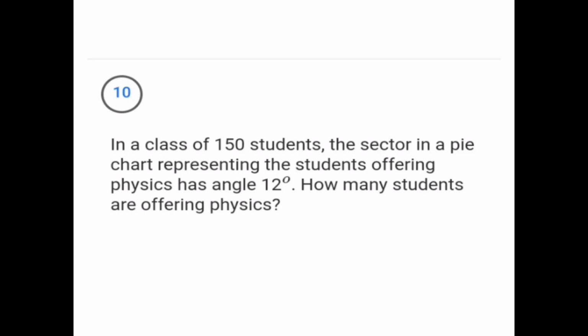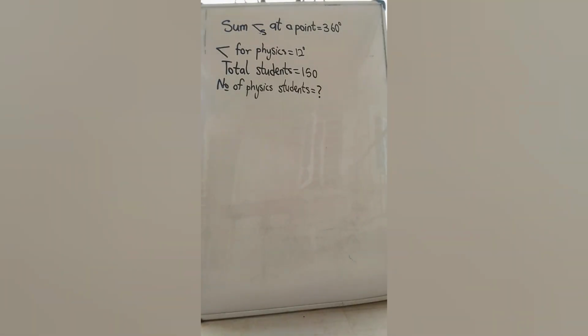Number 10. In a class of 150 students, the sector in a pie chart representing the students offering physics has angle 12 degrees. How many students are offering physics? Angles at a point is 360. Sum of angles around a point is 360. Angle for physics in the pie chart is 12 degrees. Then the total number of students is 150.